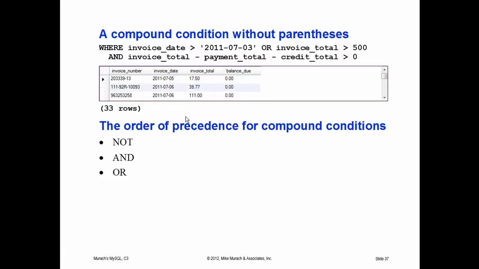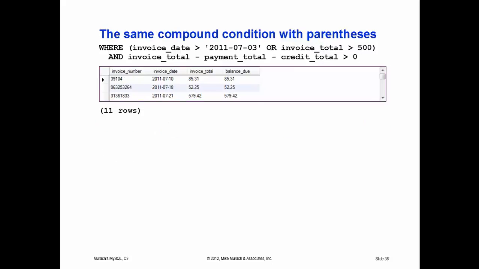All right. Just like in any other programming language, if you don't change the order with parentheses, you do nots first, then you do ands, then you do ors, because nots are the most restrictive, ors are the least restrictive, and ands are in the middle. Again, you can always override that with the use of parentheses.